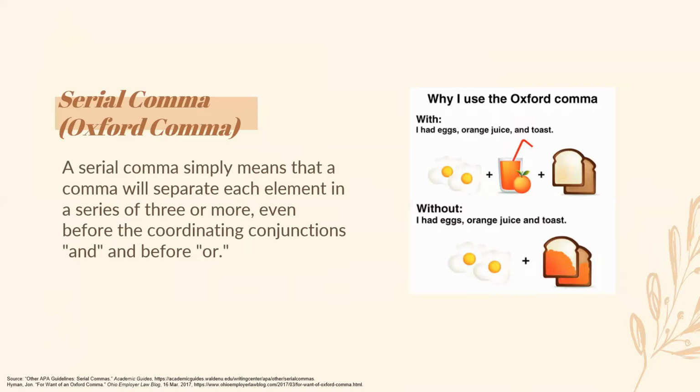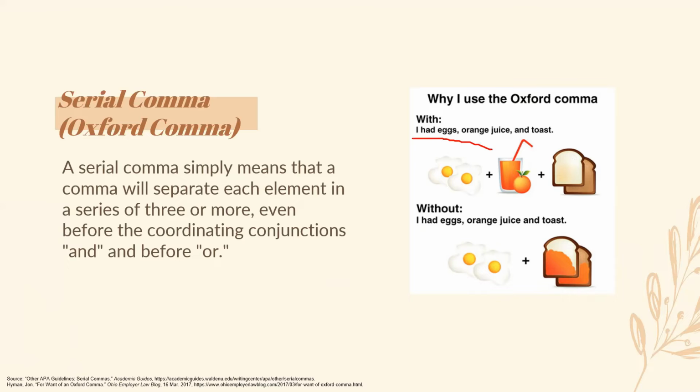Moving forward, there is also one thing that we need to be familiar with if we talk about parallelism. It is the serial comma or Oxford comma. A serial comma simply means that a comma will separate each element in a series of three or more, even before the coordinating conjunction and before or. As you can see in this picture, there are differences in using the Oxford comma and not using it.